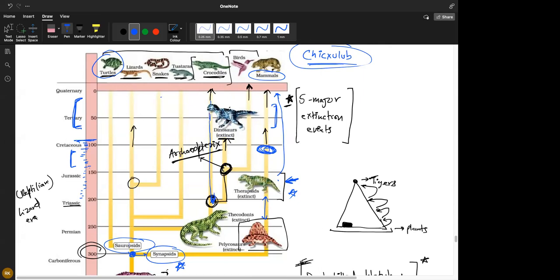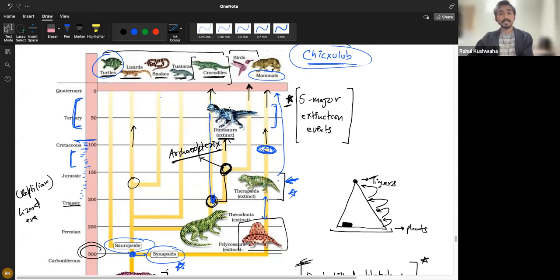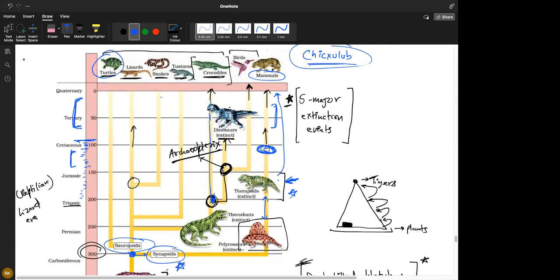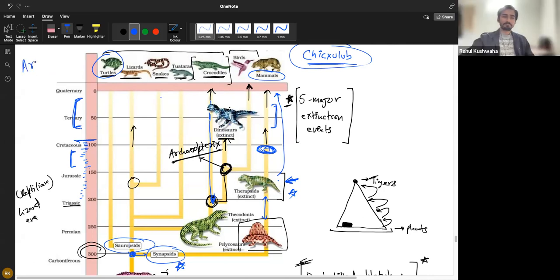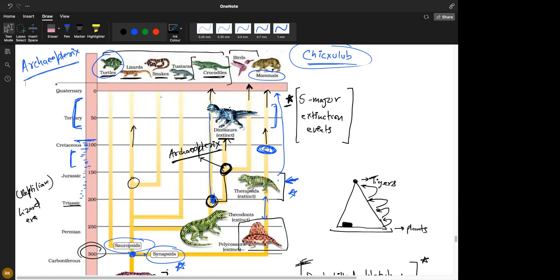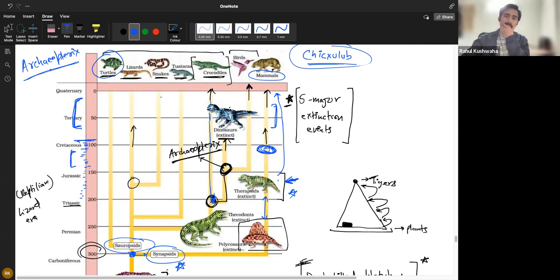Sir, do we have any record of flying dinosaurs? We do have. In fact, the 12th class NCERT biology book has a picture of Archaeopteryx at the back, but it's a very tiny picture. But it's there on Google. You can Google Archaeopteryx and you will see it. Archaeopteryx is the flying dinosaur, the connecting link. There were many flying dinosaurs at the time. This is just one.